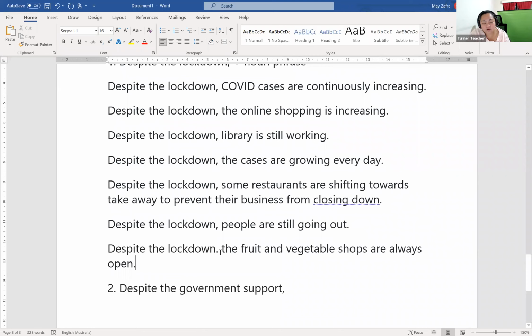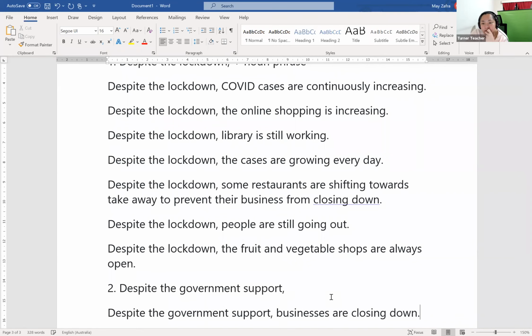Just be careful with your... Okay. Despite the government support, businesses are closing down. Correct. Well done. Despite the government support, businesses would be struggling to open up in the near future. Correct. Well done.